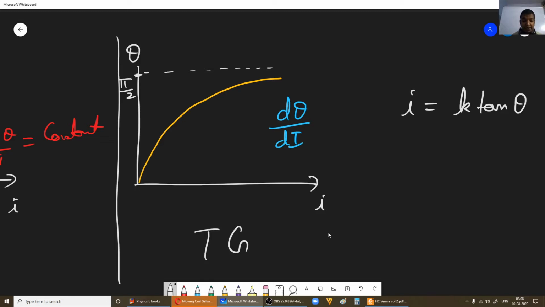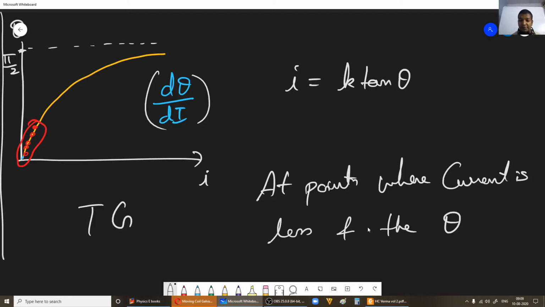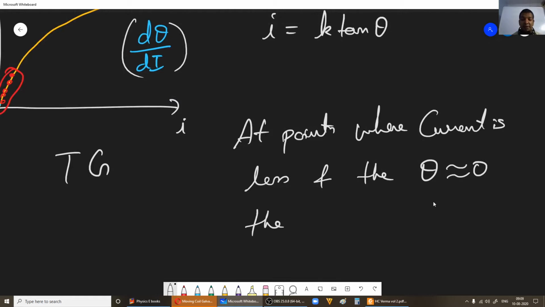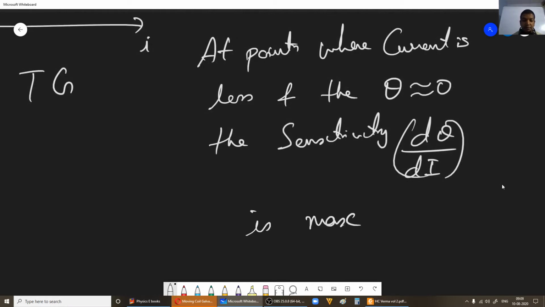If you define sensitivity this way, that is deflection per unit current, you can clearly make out at these set of points, let me mark them here, where the current is less and the deflection is approximately equal to 0, the sensitivity d theta divided by di is maximum. So far so good.